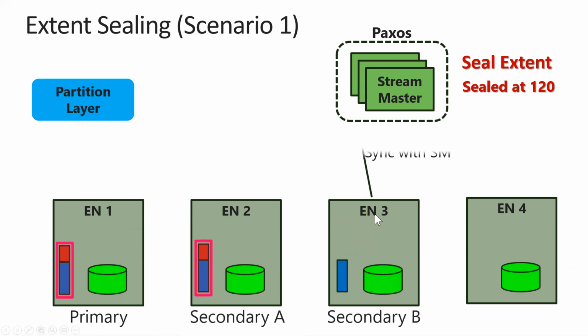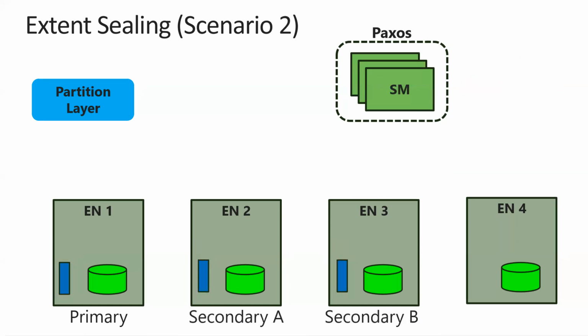Now, when extent node 3 comes back online, first it has to sync itself with the stream master. The stream master will tell it, hey, the commit length was 120, you are behind, so let me give you the data. It will give it the remaining data, and now all 3 of them are healthy, right?